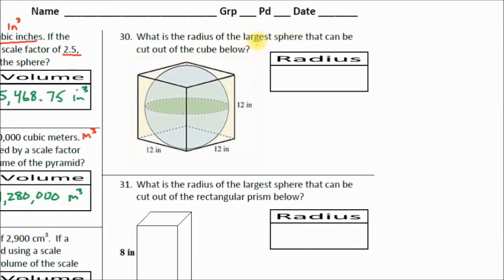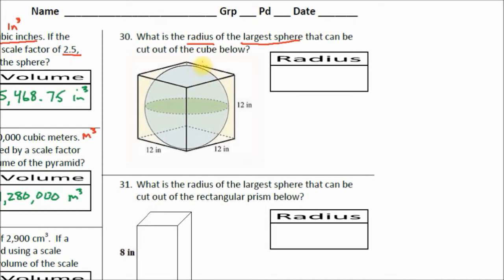What is the radius of the largest sphere that can be cut out of the cube below? So we've got a cube. We're going to cut off all the extra parts until we're down to a perfect sphere. The question is, what's the largest radius? What's the biggest sphere we can get out of this?